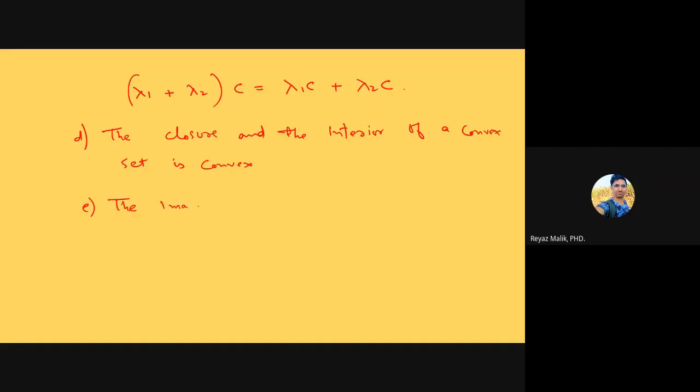The last proposition we have: the image and the inverse image of a convex set under an affine function is convex.